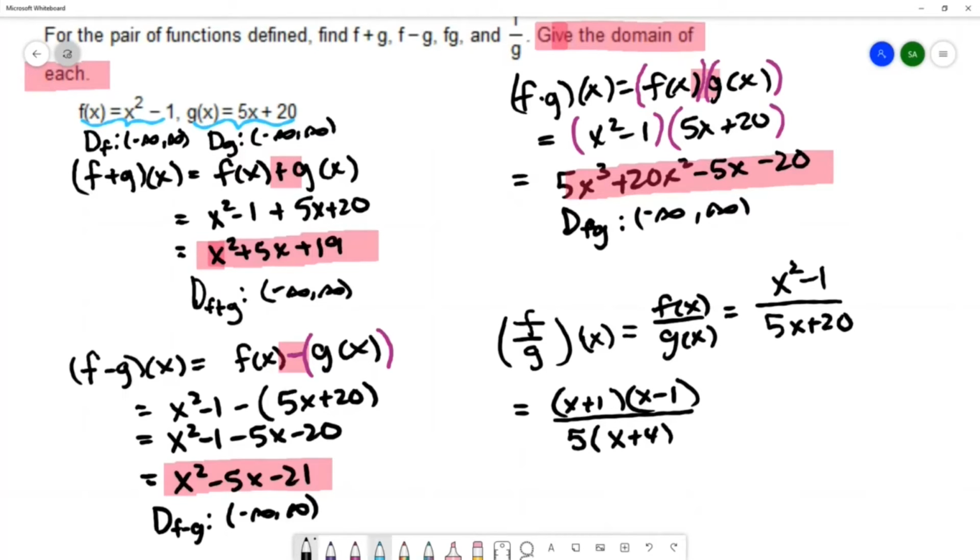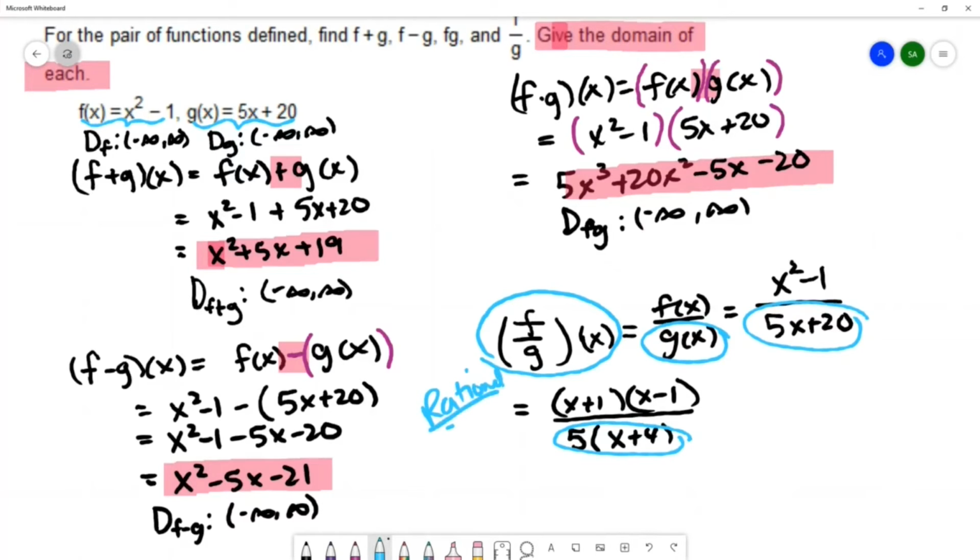Now the division is different. Now when you introduce division, you have now created something that is not a polynomial. This is a rational function. And with rational functions, our denominator cannot be 0. So we're not going to have a domain of all real numbers for the division.